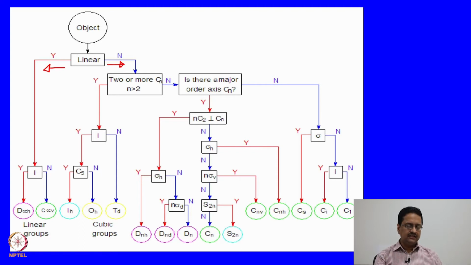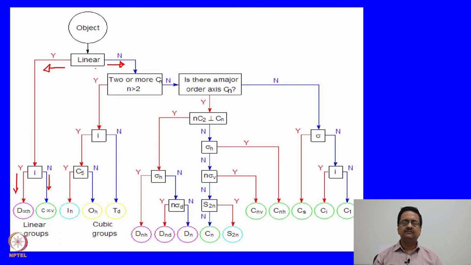If the molecule is linear, we then ask the next question, whether the molecule has an inversion center or not. If the molecule has an inversion center, we move along this line and identify the point group as D infinity h. If the molecule does not have an inversion center, we write it as C infinity v. We will see these with appropriate examples.